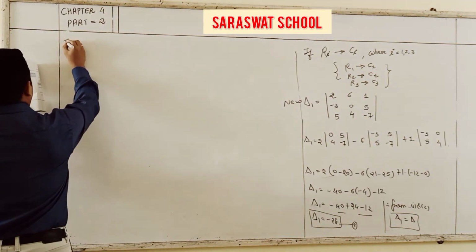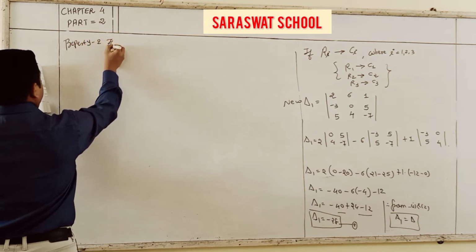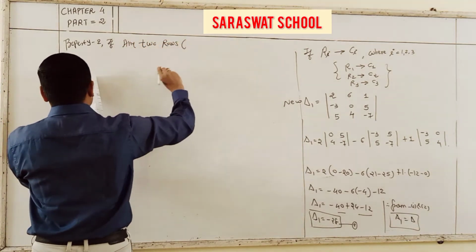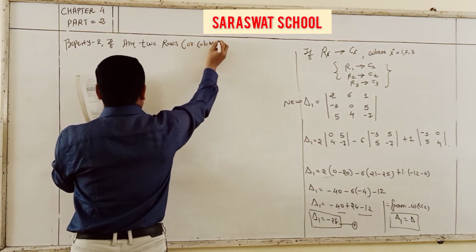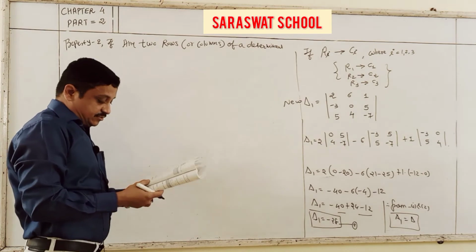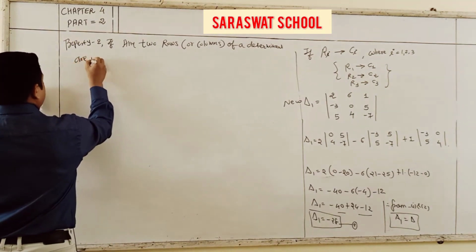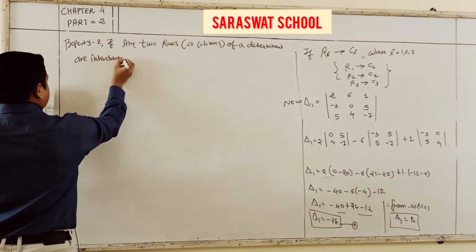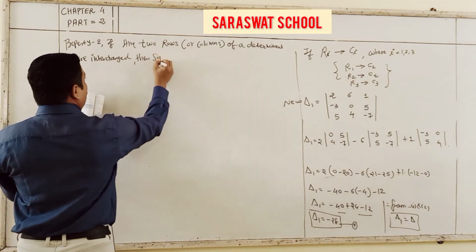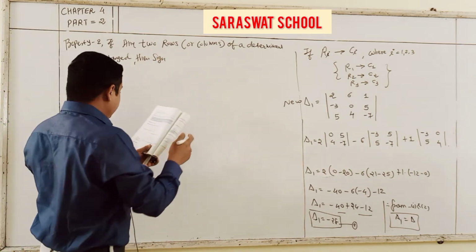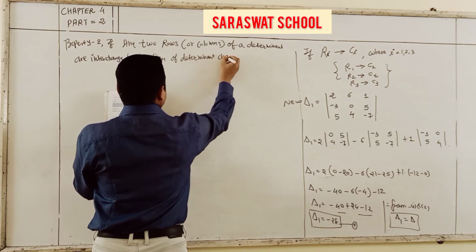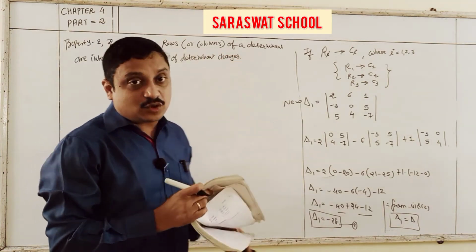Property: if any two rows or columns of a determinant are interchanged, then the sign of the value of the old determinant changes, that is, it becomes the additive inverse. That is the concept.